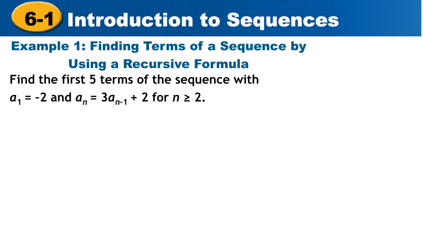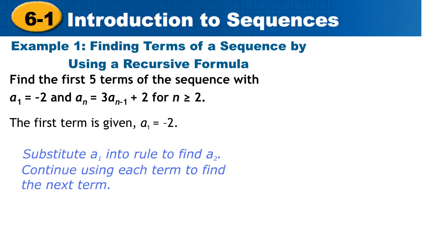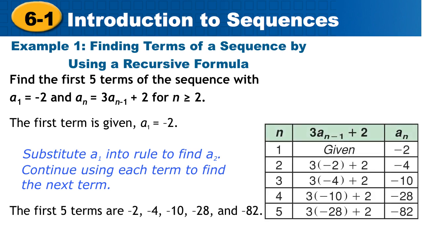How? By using the given. You're just going to substitute negative 2 for a sub 1 here. So let's go term by term. The first term is already given. For the second term, we are going to substitute 2 for n. So when you put 2 for n, it's going to be 3 times a sub 2 minus 1, which is a sub 1. That's given as negative 2. So replace negative 2 for a sub n minus 1, plus 2, which gives you negative 4. Notice, in order to get the next term, we are using the previous term.